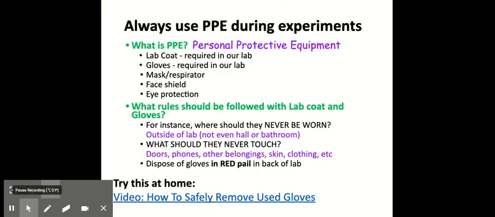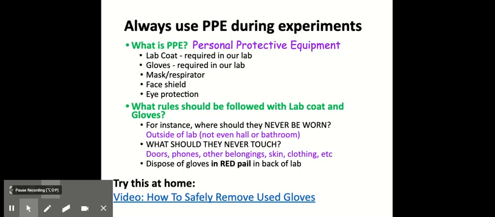This semester, everyone probably already knows what PPE is because we hear so much about it for protection from COVID. PPE stands for Personal Protective Equipment. That includes things like a lab coat, which is required in our lab, and gloves, which are required in our lab. PPE we now know also includes masks, face masks, and respirators, as well as face shields and eye protection. Those are all different types of PPE.